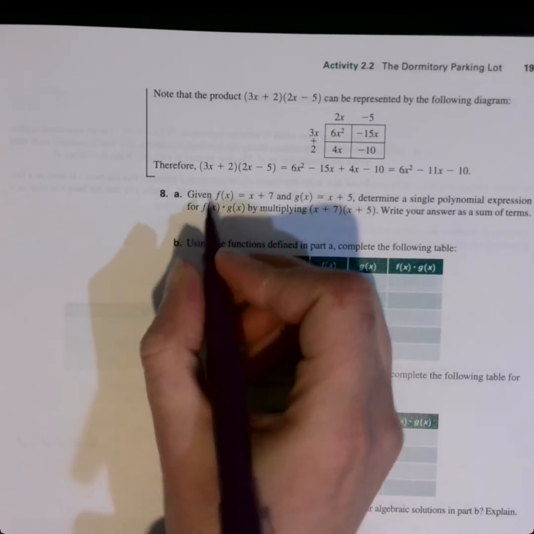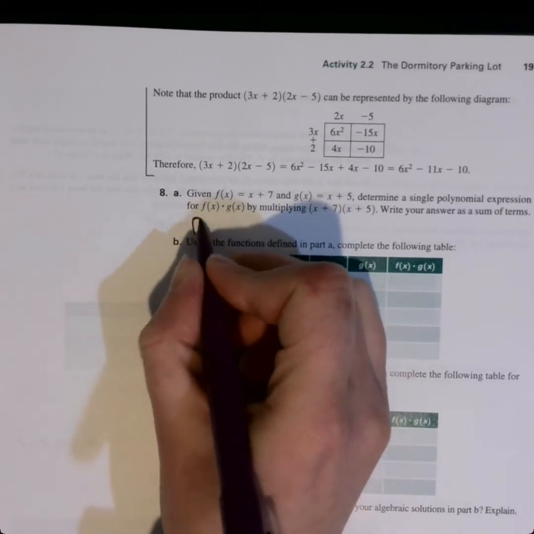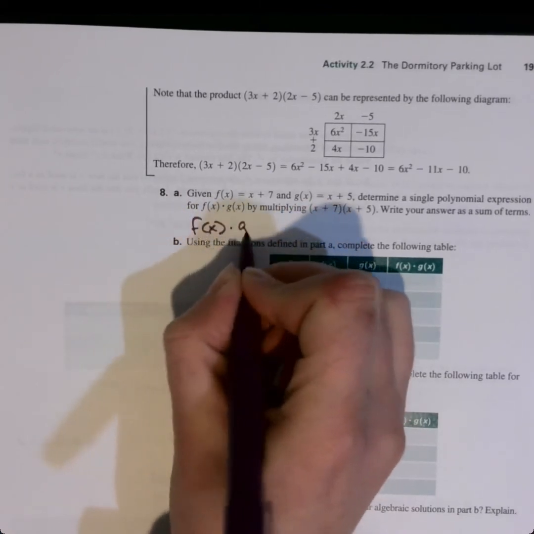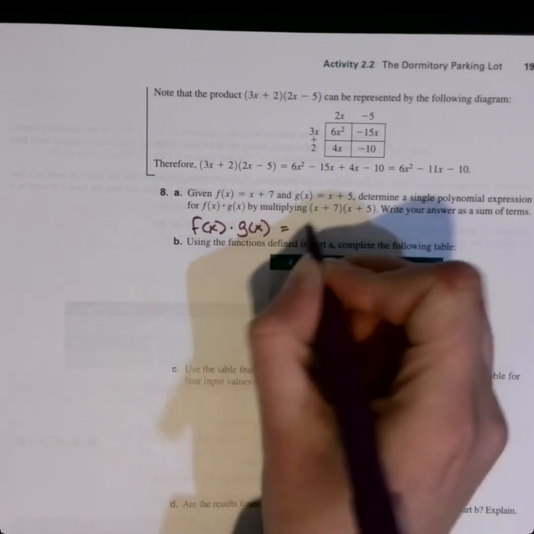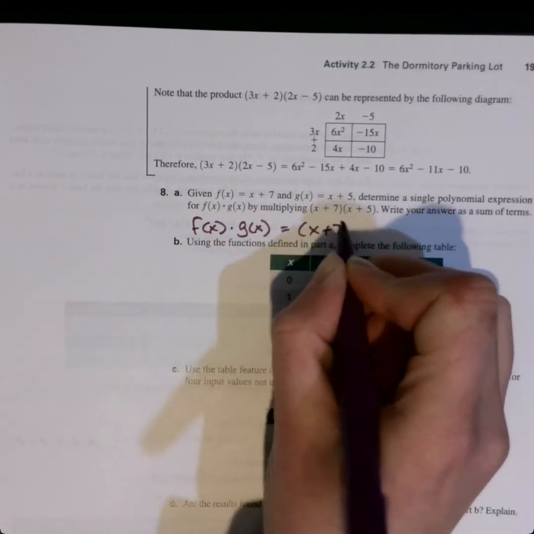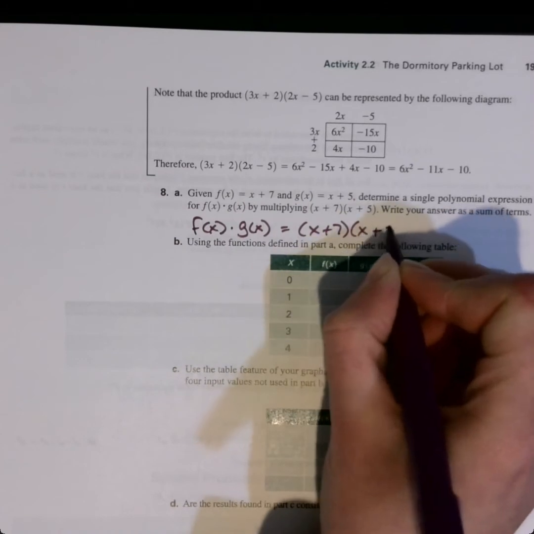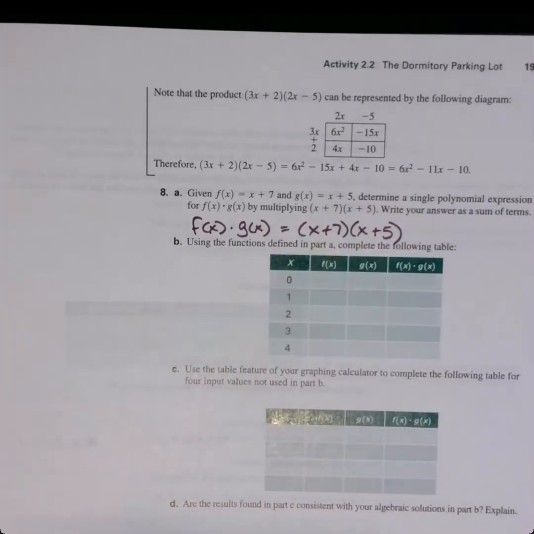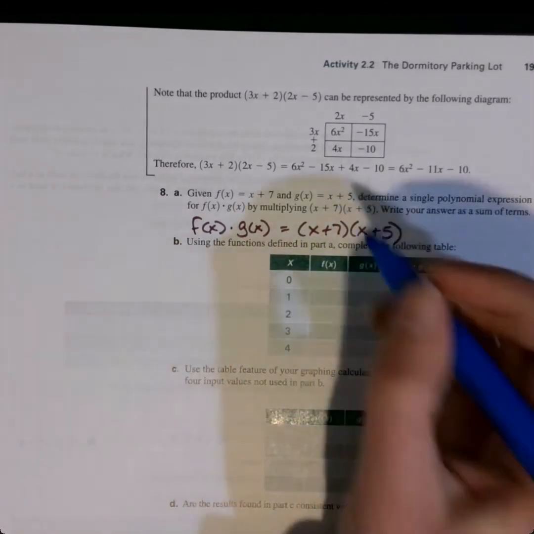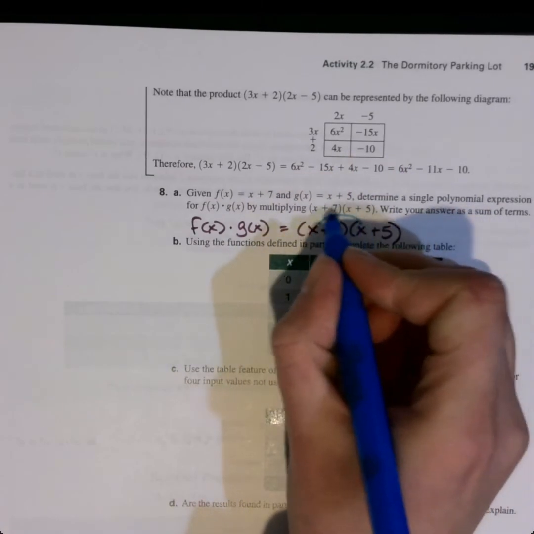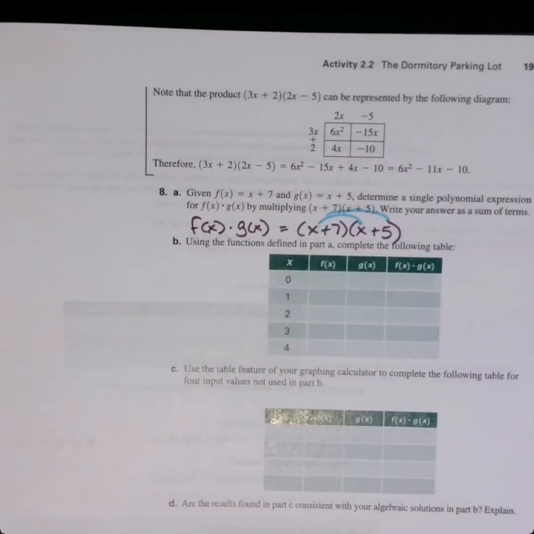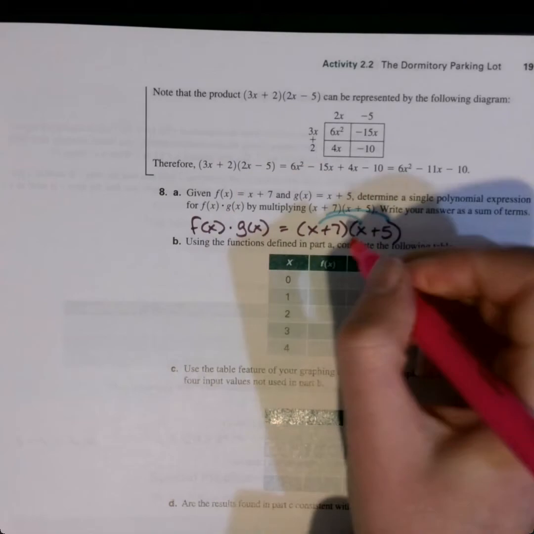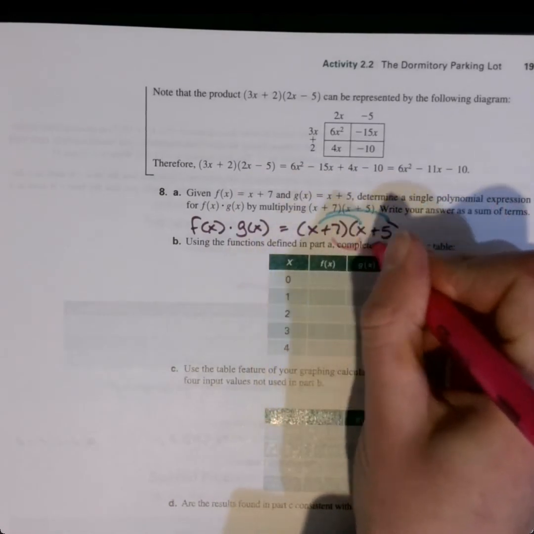So I want to do f of x times g of x. That's going to be x plus 7 times x plus 5. And if we do our double distribute, first we would take x times x and x times 5. Then we're going to come back and we're going to take 7 times x and 7 times 5.